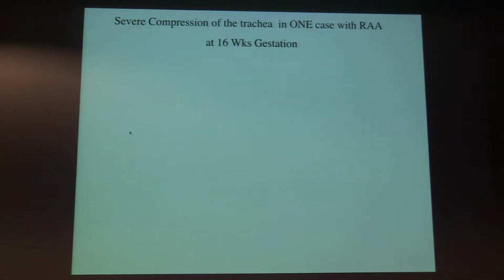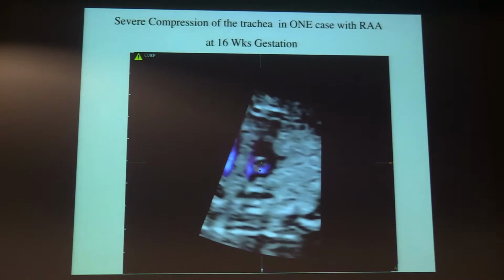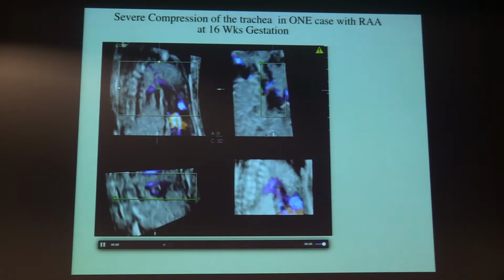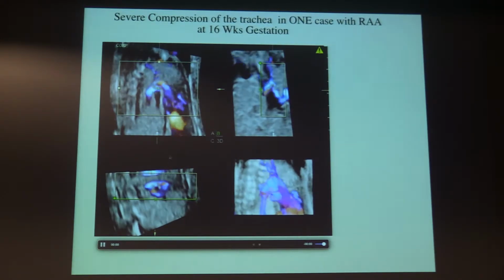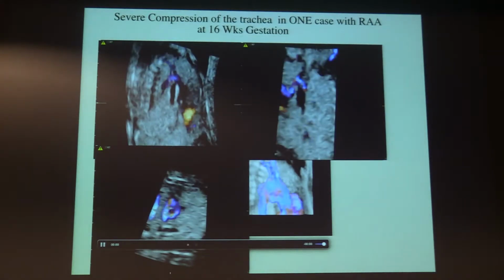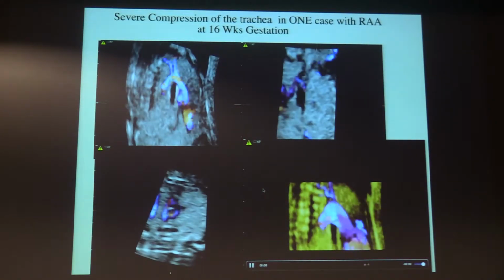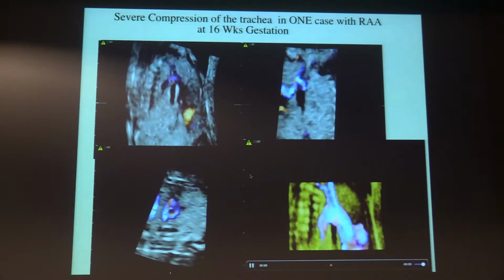Severe compression, as I said, we have in 2 cases. One of them was at 16 weeks, as you can see here. You can see that the ring is very tight here. And this is the multiplanar of this case. This is the sagittal, this is the coronal, this is the transverse, and this is the render of it. And you can notice that here the trachea is enlarged below the ring. The trachea is enlarged.